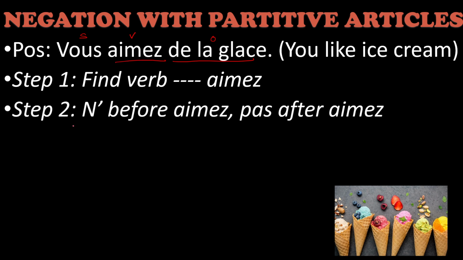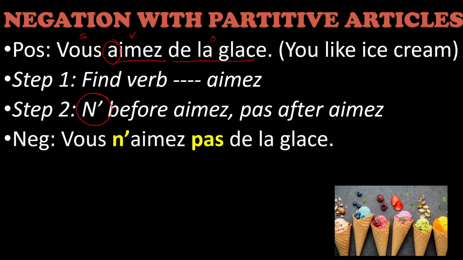Now, ne or n apostrophe. It is n apostrophe because the verb is starting with a vowel. Be careful, you'll have to put n apostrophe. So it will become vous n'aimez pas de la glace. So ne before, pas after, the minor modification of the apostrophe before the verb because the verb is starting with a vowel. Next, tackle the article. What kind of article is it? It is a partitive article.